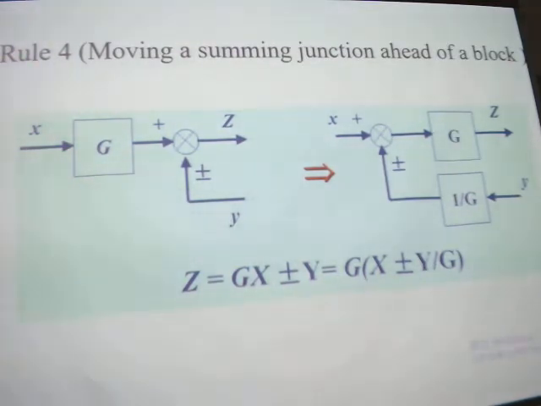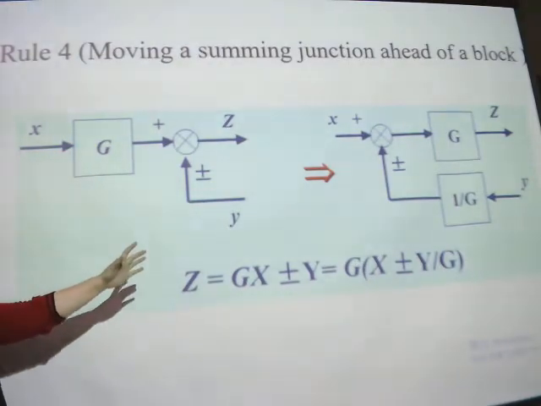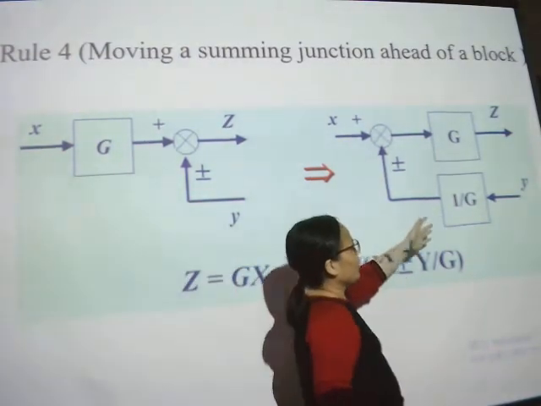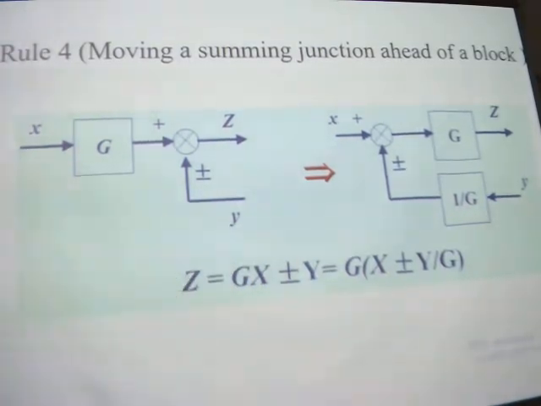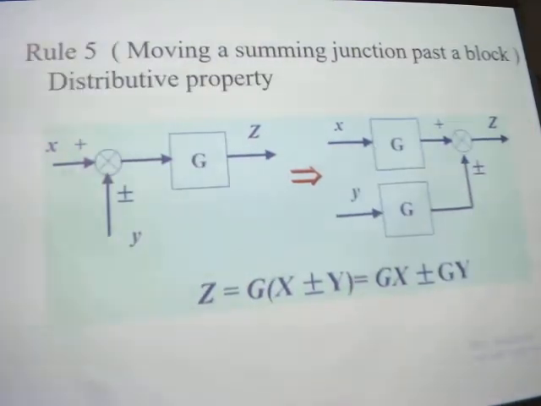This output is changed. We should make the output not changed. So we should add a block in this summing junction. Rule 5: move a summing junction past the block. This is the distributive property. We can see here this 2.